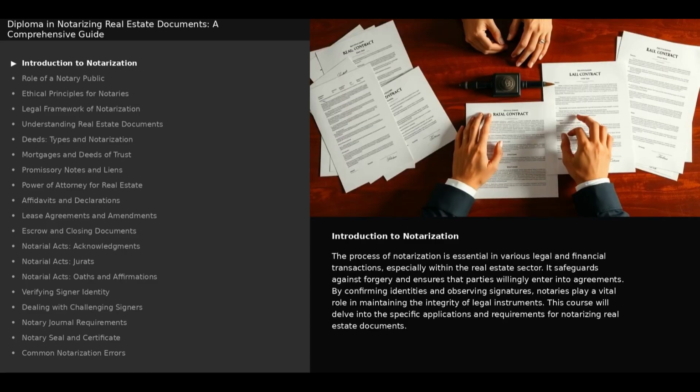The process of notarization is essential in various legal and financial transactions, especially within the real estate sector. It safeguards against forgery and ensures that parties willingly enter into agreements. By confirming identities and observing signatures, notaries play a vital role in maintaining the integrity of legal instruments. This course will delve into the specific applications and requirements for notarizing real estate documents.